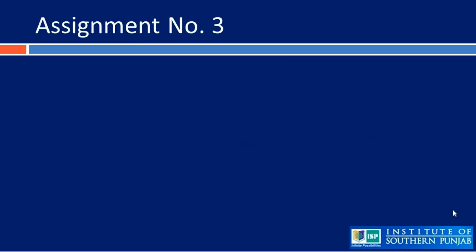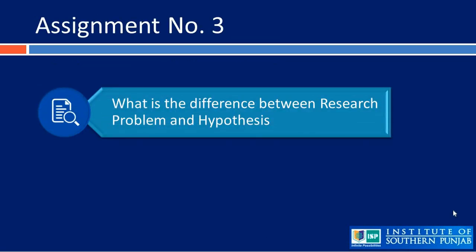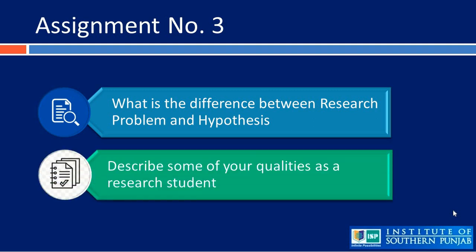Dear students, this is your assignment number 3. You have to submit this assignment before the next lecture. The first part of the assignment is what is the difference between research problem and hypothesis. The second part of the assignment is describe some of your qualities as a research student.